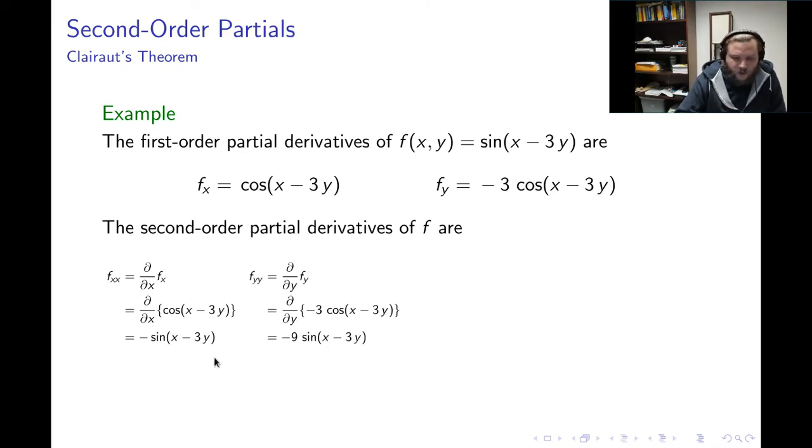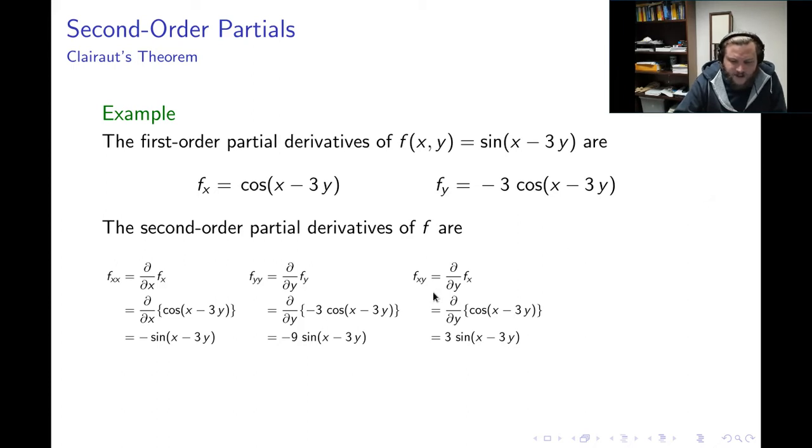The next second order partial I calculated was f sub yy, so that's differentiating f sub y with respect to y. Well, f sub y is negative 3 times cosine of x minus 3y. When I differentiate again with respect to y, this should end up being negative 9 times sine of x minus 3y, again using the chain rule. So the chain rule pops out a negative 3, but then the derivative of cosine is negative sine, of course.